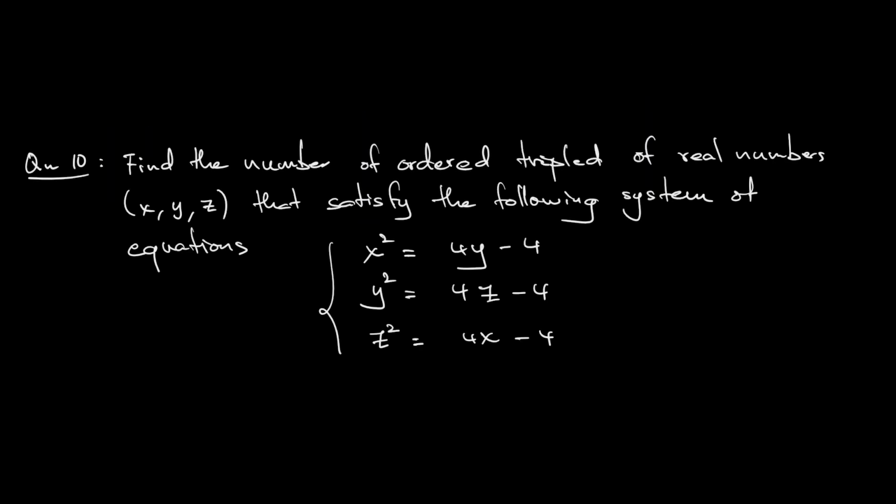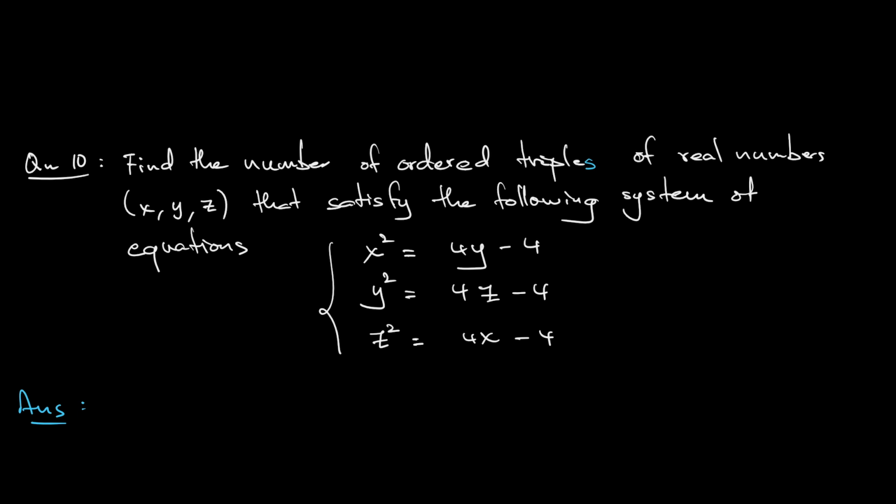Okay, last but not least, question 10. Find the number of ordered triples of real numbers, x, y, z, such that it satisfies the following system of equations. x squared is equal to 4y minus 4, y squared is equal to 4z minus 4, and the last equation is z squared is equal to 4x minus 4. So how to solve this? Okay, so let's try.